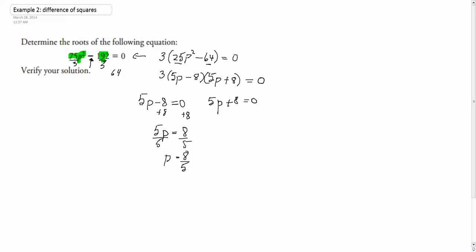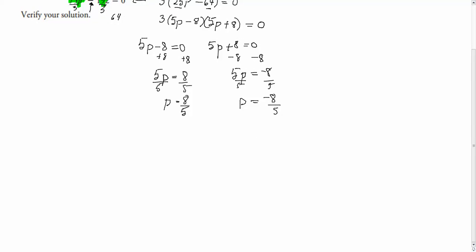Doing the same thing with the second factor, instead of adding 8, we're going to subtract 8 from both sides. That leaves us with 5p equaling negative 8. Again, we divide by 5 to isolate p, and we have negative 8 over 5. The second part of this question asks us to verify our solution. So we have two solutions and we need to verify both of them.